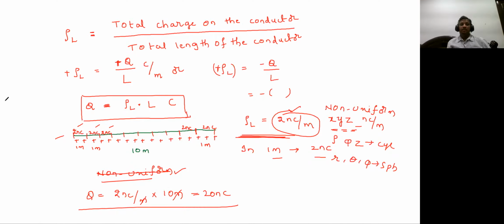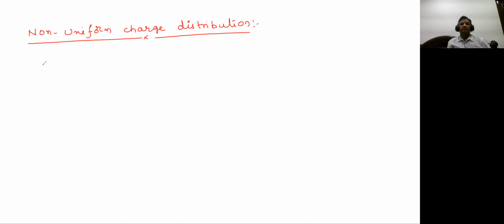Now let's see the case of non-uniform charge distribution. As I said, in every 1 meter length, the charge which is distributed on it is different. Then we call it a non-uniform charge distribution. Then what is the definition of rho L, which is line charge density, for the non-uniform distribution of charge?